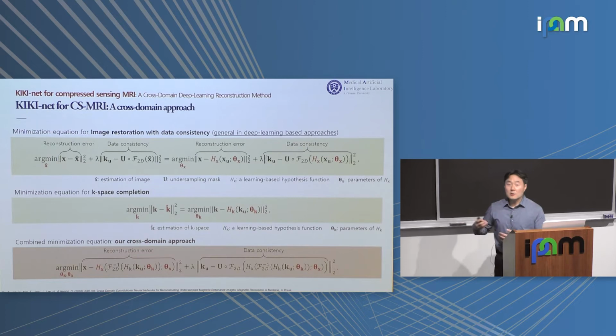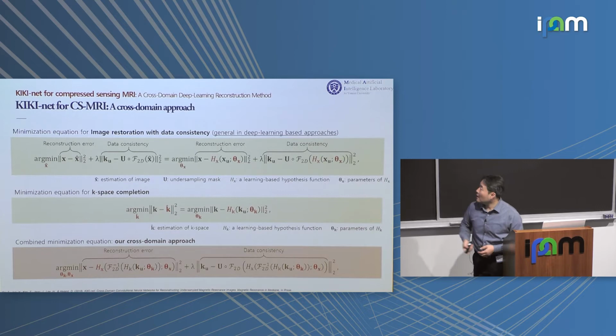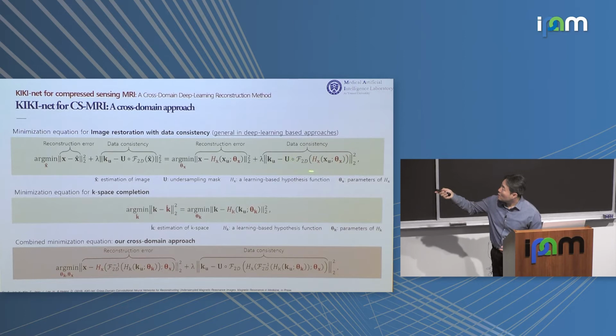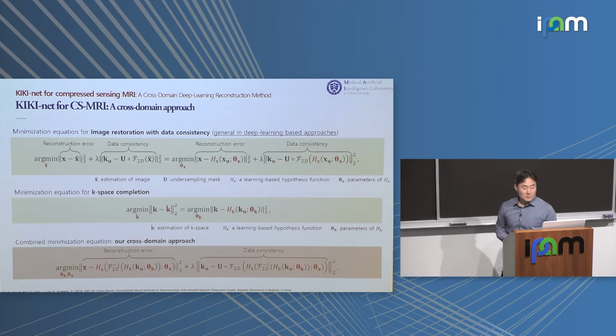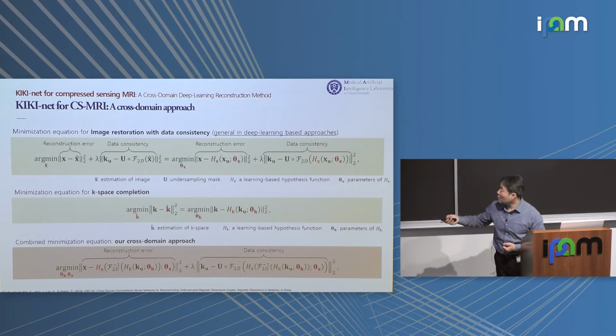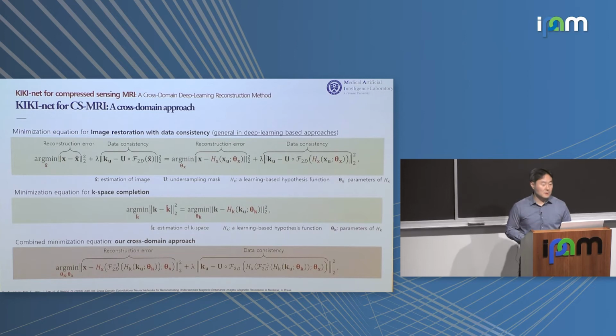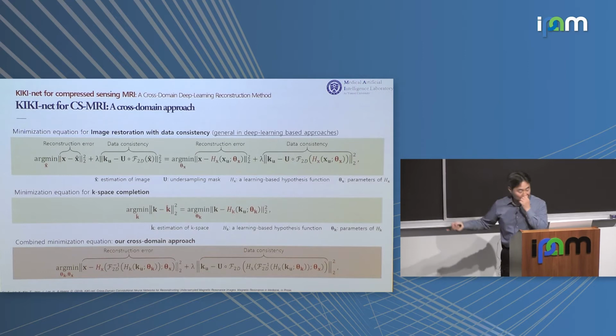Since we train our network, that means we have to estimate the network parameters theta k, so we can formulate this x hat in terms of this network output, and also the network output can be transformed into the frequency domain, and we can do this data consistency. And we can use another network that works on the k-space domain to do the k-space completion. So we can minimize this k-space error. And since we are training our model, that means estimating this model parameter, we can formulate that in this way. And all together, we can summarize the whole procedure in this formulation.